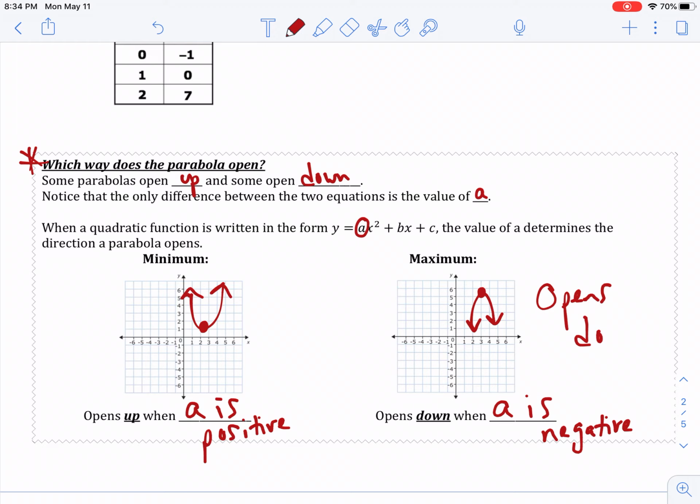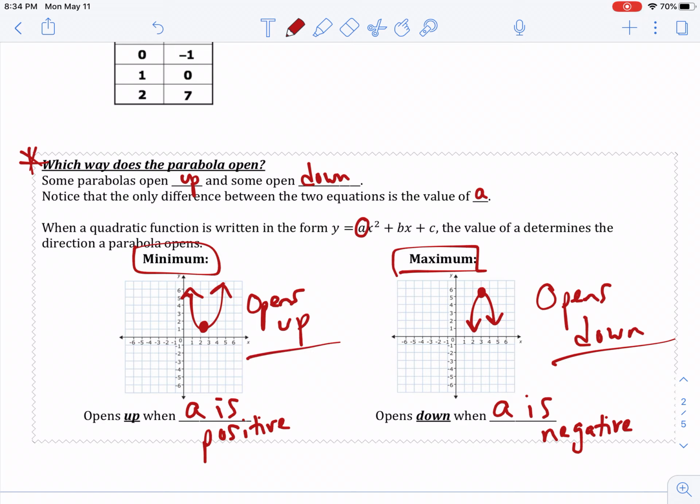And you'll have a maximum, like we discussed before. It's a maximum. It opens down when a is negative. It's a minimum. It opens up when a is positive. So that's how you tell. You look at the equation. If a is positive or negative, you'll know if it opens up or down.